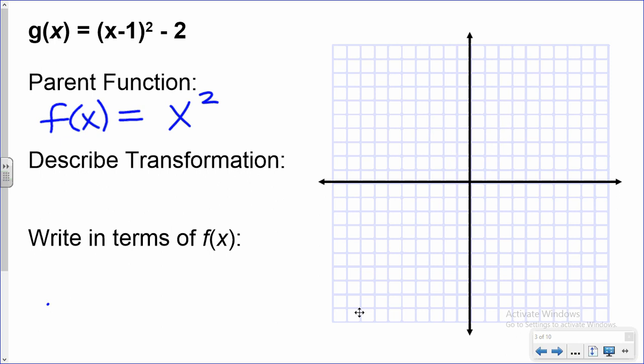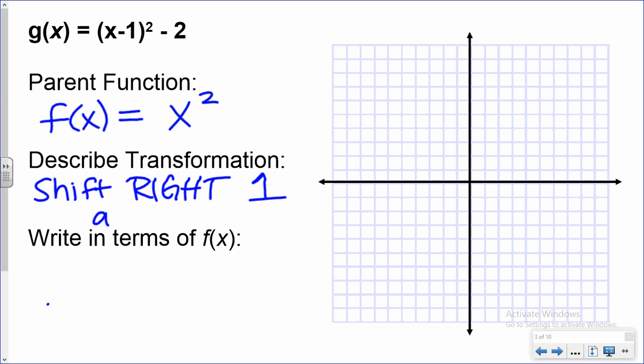All right. Describing the transformation. Kylie, what is this 1 doing right here? So we have a shift, right, 1, and this minus 2 right here. Victoria, what does that mean?